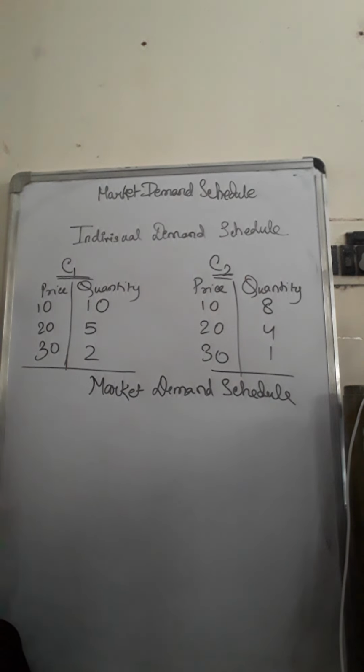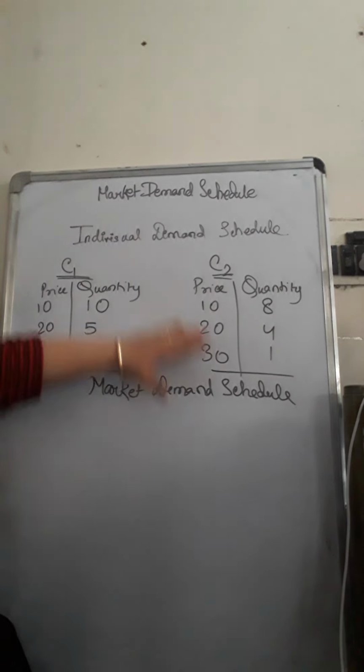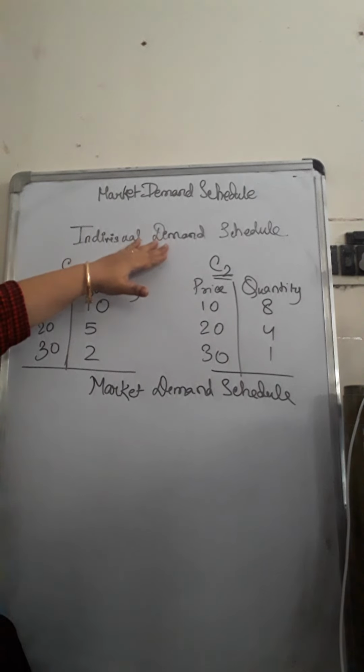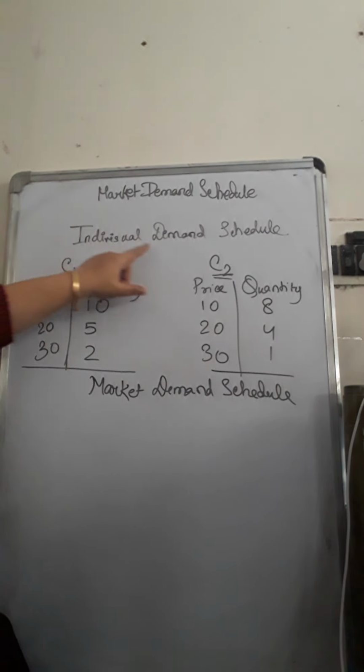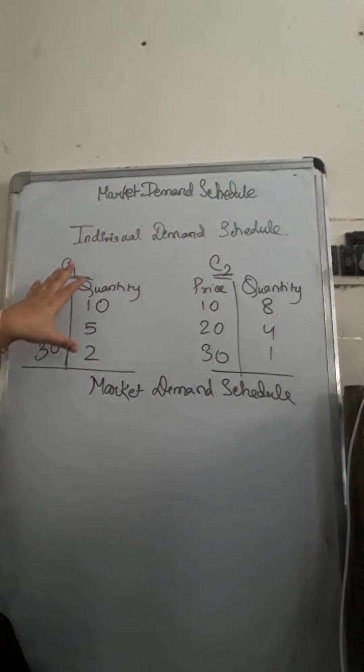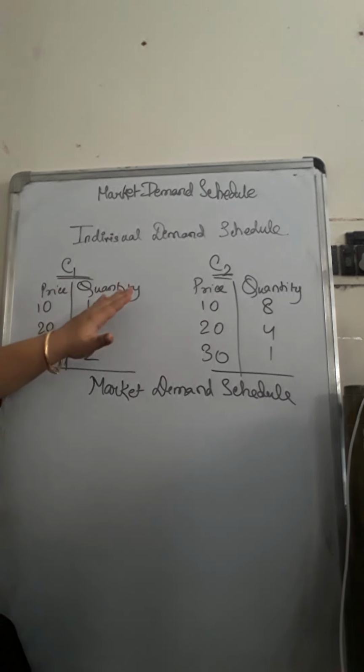Okay. In this video, we will be doing market demand schedule. We are already done with individual demand schedule. Now, what did the individual demand schedule show us? First of all, what do you mean by schedule? It's a tabular representation showing you the different prices of a commodity and the differences in the quantity demanded of consumers.